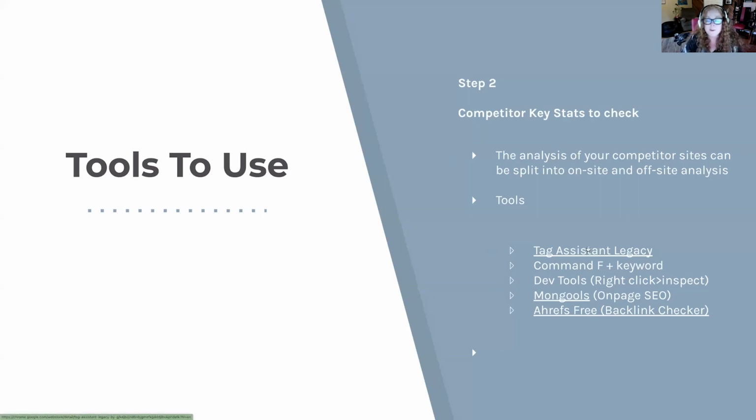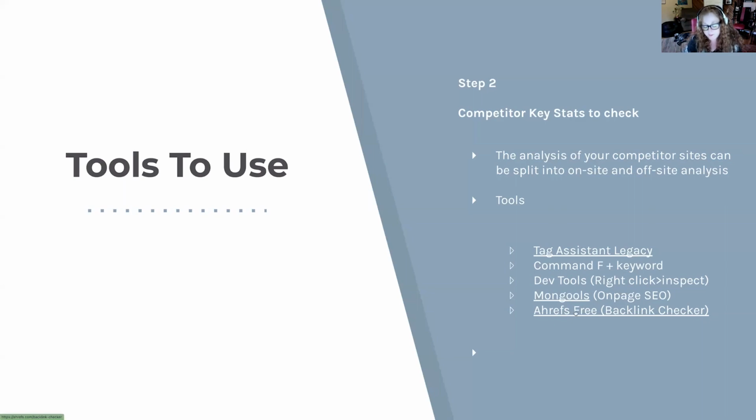Okay, so these are some of the tools we use. The Tag Assistant Legacy, you have that. We're going to use the Command or Control F function to find keywords on a page. We're going to use Dev Tools. We're going to right click and then find Inspect. I just gave you the Mongoose Chrome extension, which will tell us some on-page stuff. And then we have Ahrefs, which is our free backlink checker.